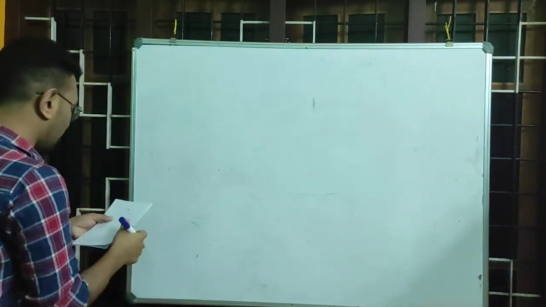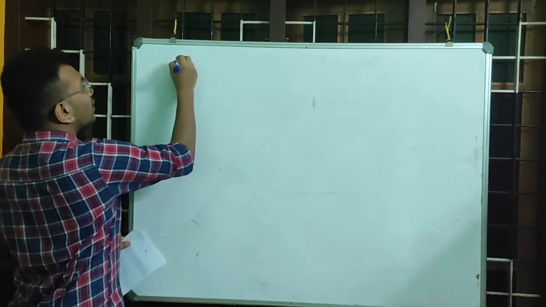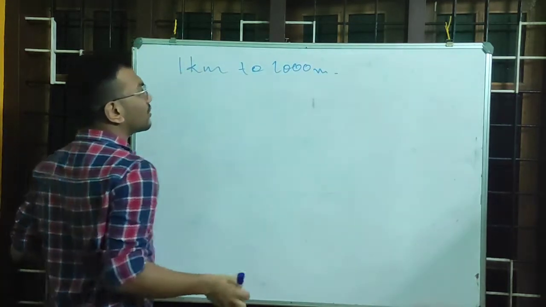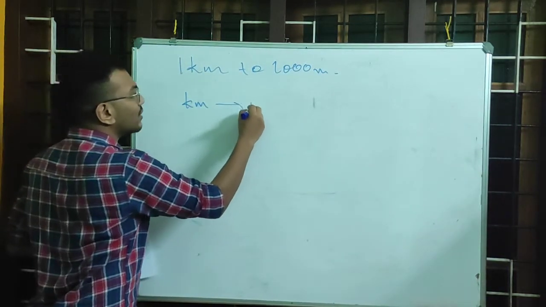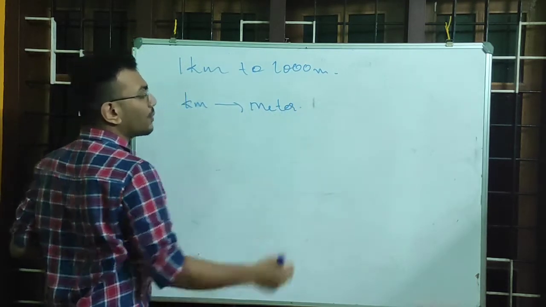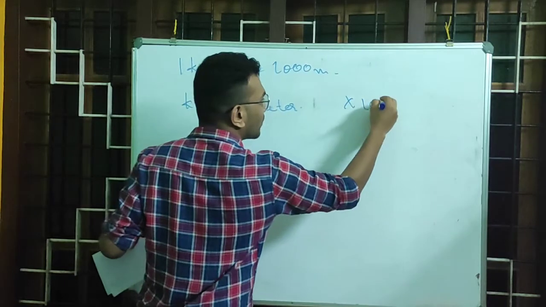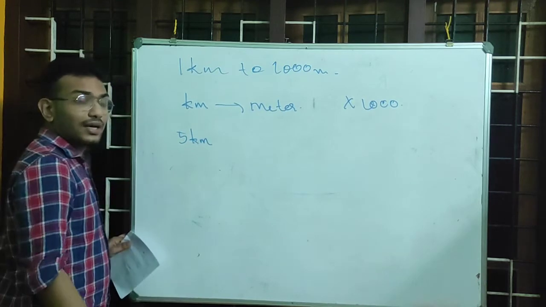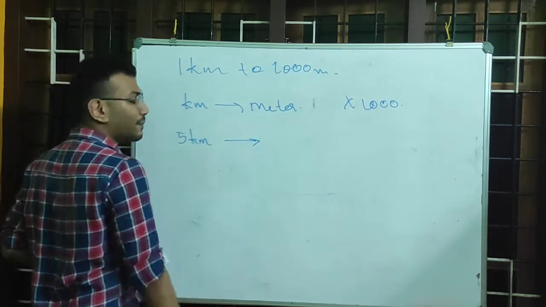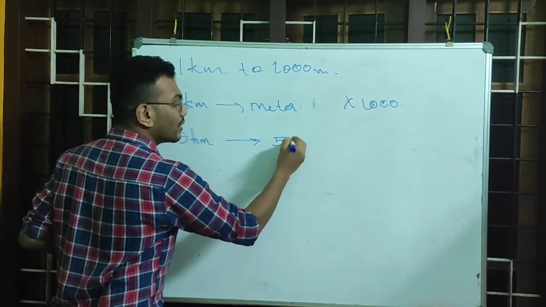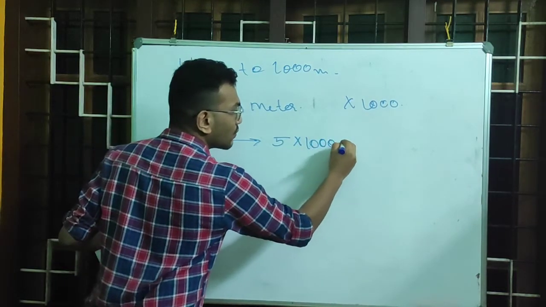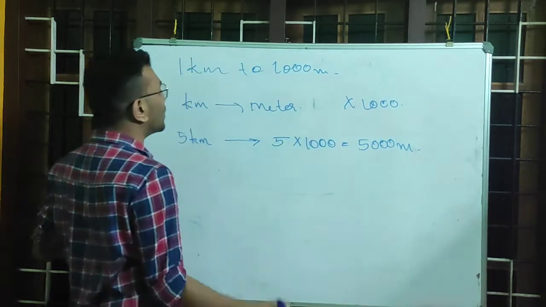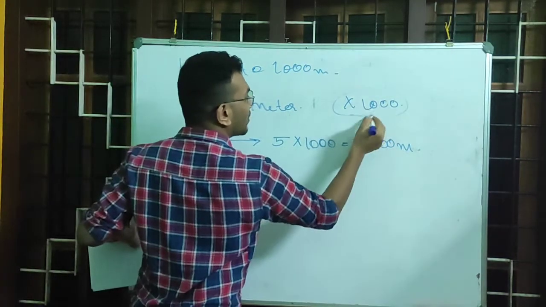First one, let's do 5 kilometers. As we said, 1 kilometer is equal to 1000 meter. So if you want to convert kilometer to meter, we have to multiply by 1000, right? Take the case of 5 kilometer. 5 kilometer can be converted to meter by multiplying by 1000. So, 5 kilometer into 1000 would give you 5000 meter. So, to convert kilometer to meter, we multiply by 1000.